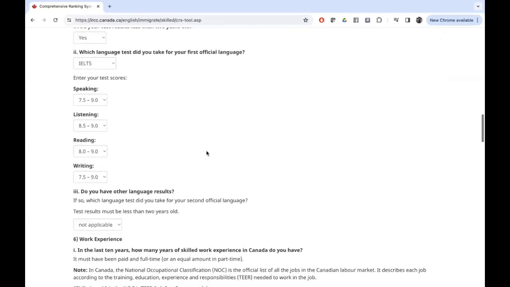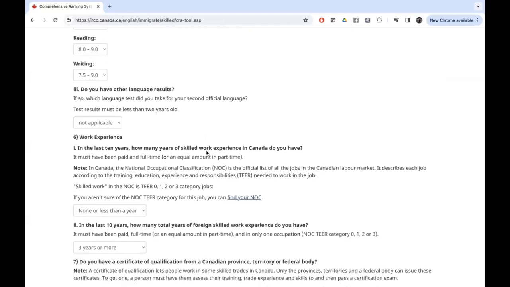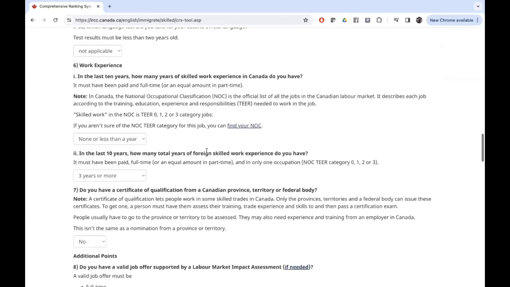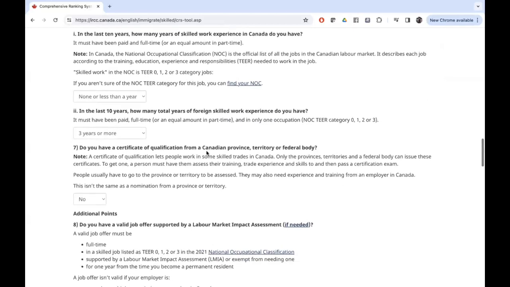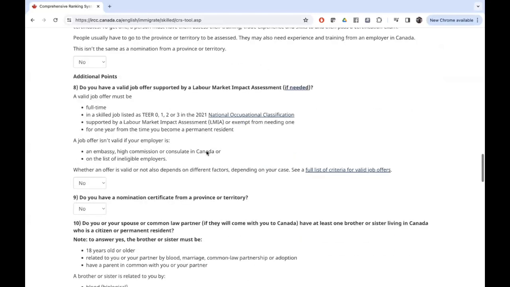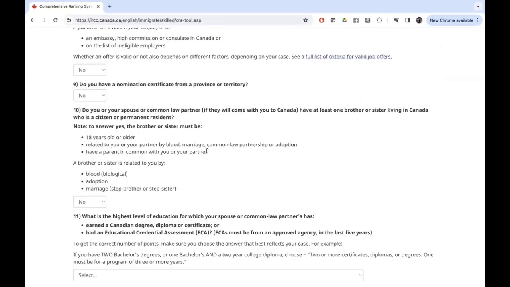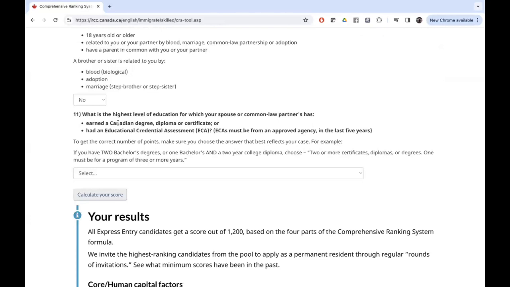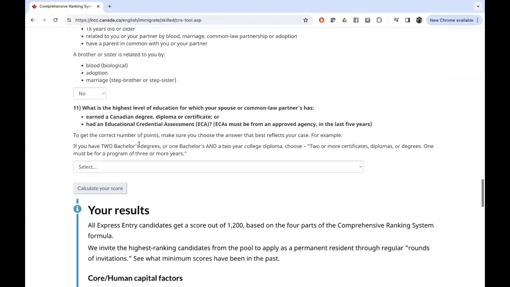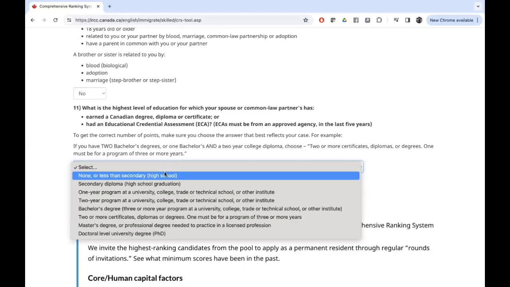IELTS, I'm not going to change because I already selected the highest one. Do you have any other language results? No. Work experience, I keep it like this. Then we go to the question where it's asking about the spouse. So what is the highest level of education for which your spouse or common law partner has earned a Canadian degree or educational certificate? I say none.